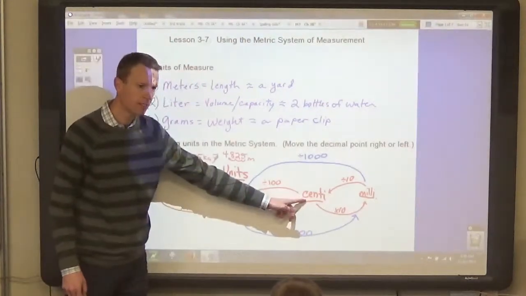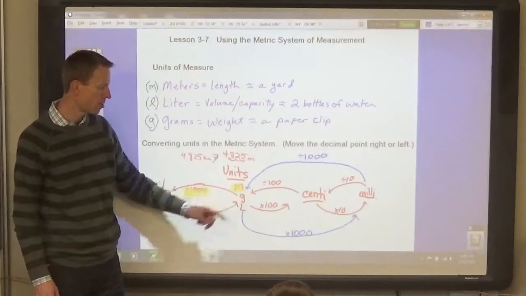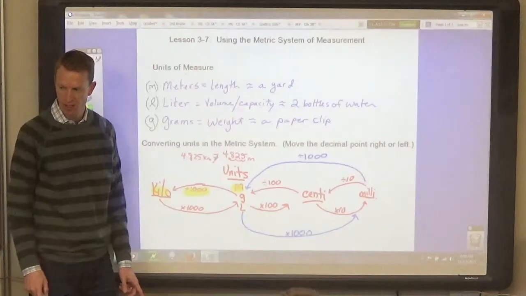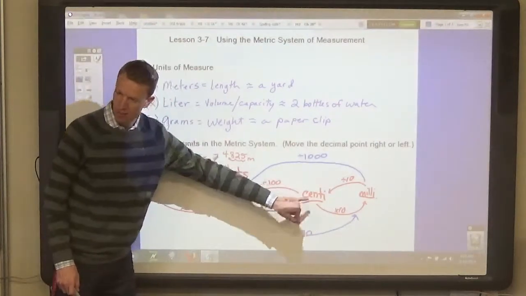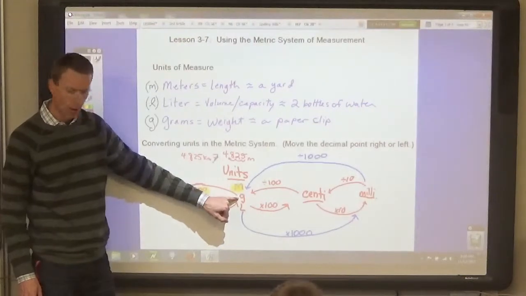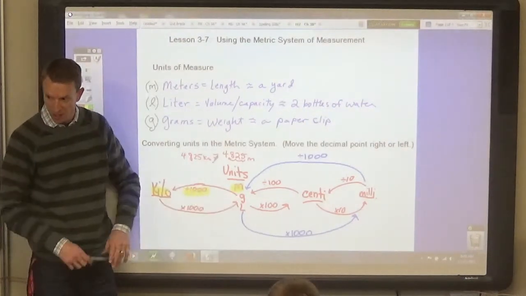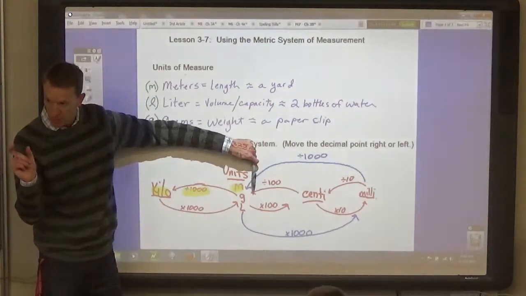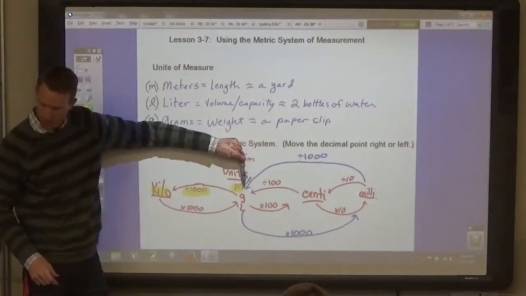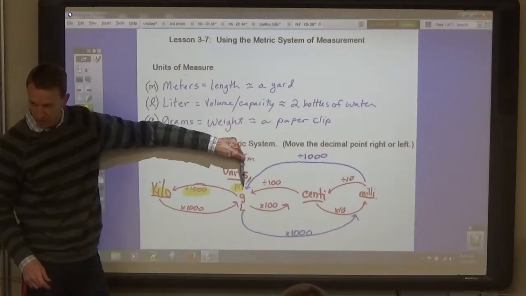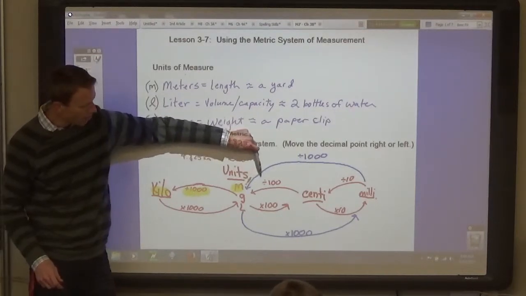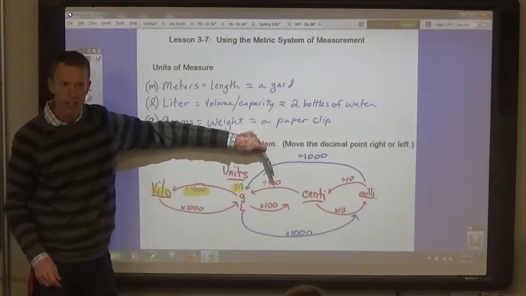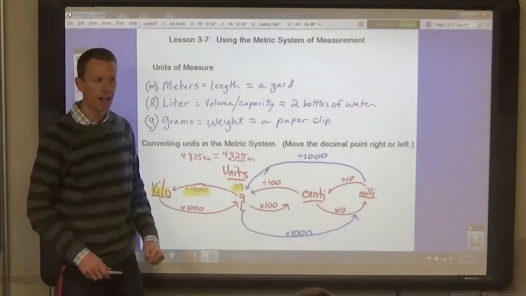What if you're going from centimeters to meters? Find the arrow from centimeters to meters. From centi to the unit. What number is that, and what does it tell you to do? The number and the operation. Divide by 100. You see how you use this chart?